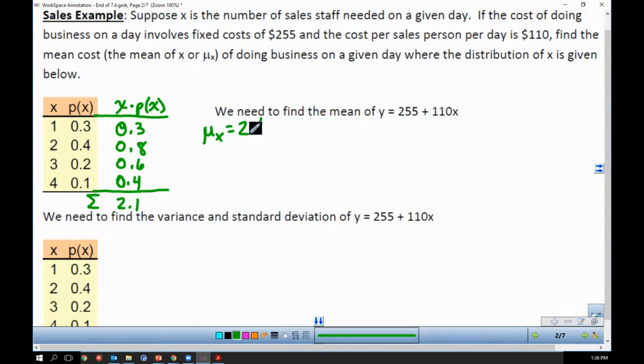But they don't ask us for the mean of x, they ask us for the mean of y. Well, remember for mean, you can just plug the mean of x right into the equation for the mean of y. So we would do 255 plus 110 times our mean of x, which is 2.1.